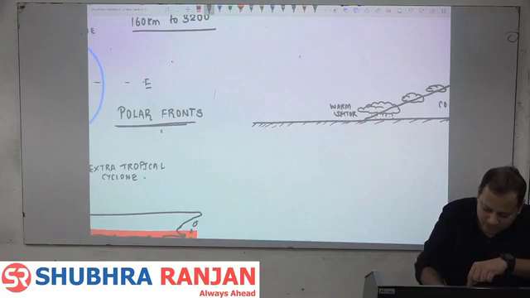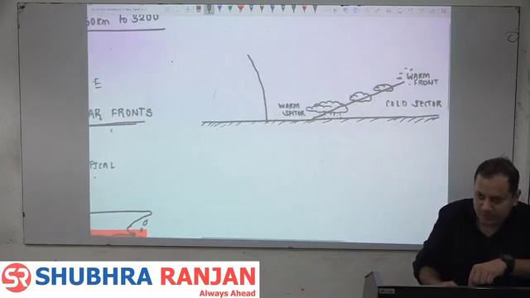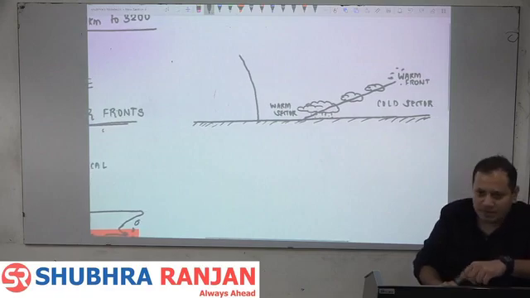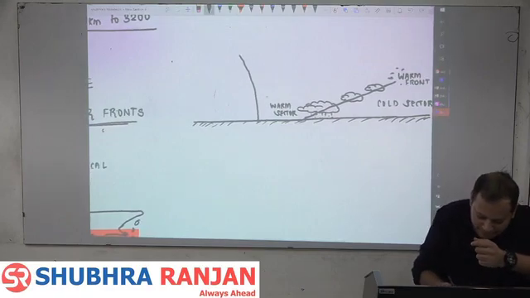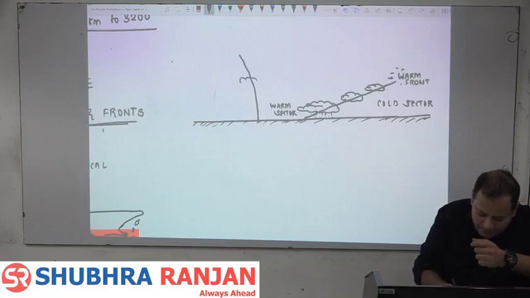There will be a cold front, whose height obviously will be greater than the warm front. Why? Because it is convectional in nature. And here there will be cumulonimbus cloud. And it will give very heavy rainfall along with lightning and thunder. And after that there will again be a cold sector.